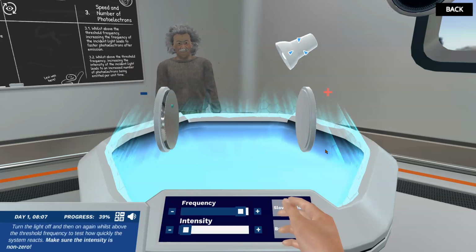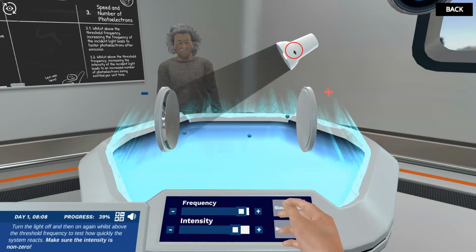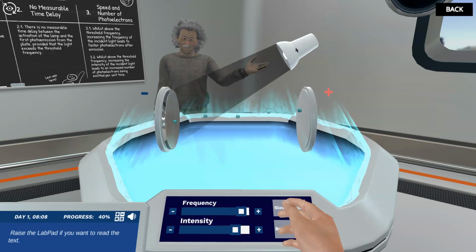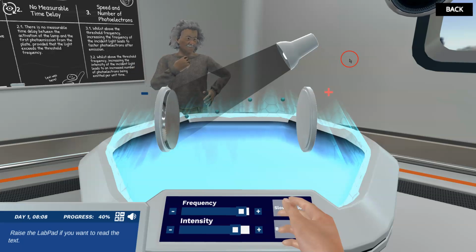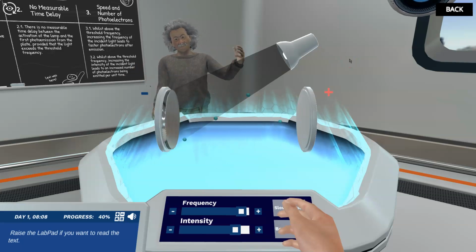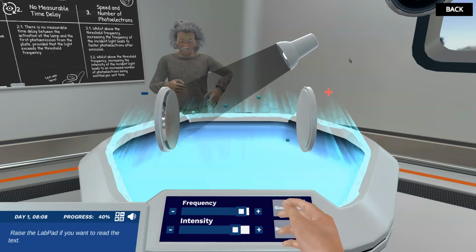Next, let's check how quickly the system reacts. Turn the light off and then on again whilst above the threshold frequency. Make sure the intensity is non-zero. Notice that there seems to be no delay between when we activate the light and when the photoemission begins. This is not entirely unexpected, as long as the delay becomes measurable as we lower the intensity.